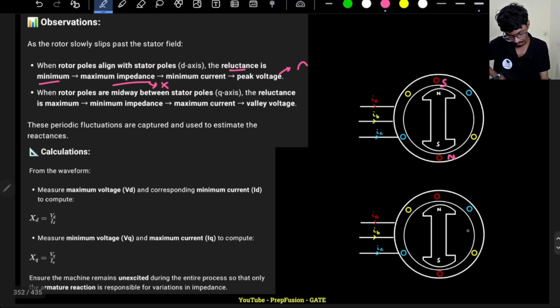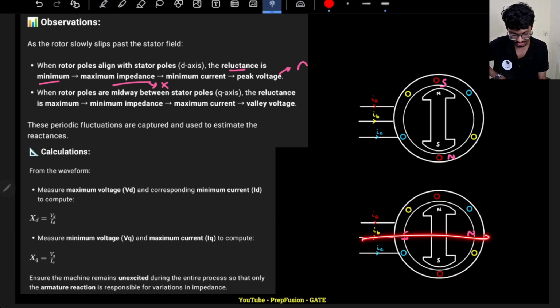And when, let's say, my rotor poles are in the same position and my stator poles are here and here, so it is in the quadrature axis. Here, if I see the link between the stator north pole and the rotor south pole, it will have the highest reluctance.